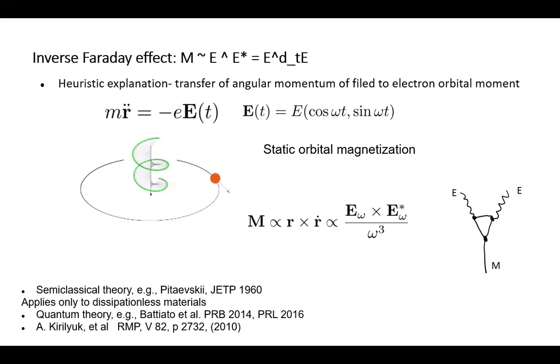Where do you get the 1 over omega squared? R is proportional to E. Just have R, so it's like 1 over omega squared. R dot is 1 over omega. But you can do the full kind of disordered theory propagated.